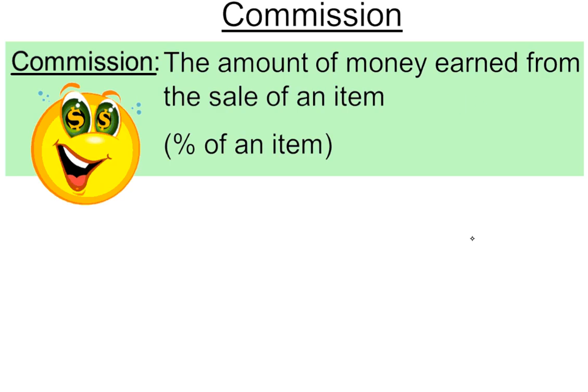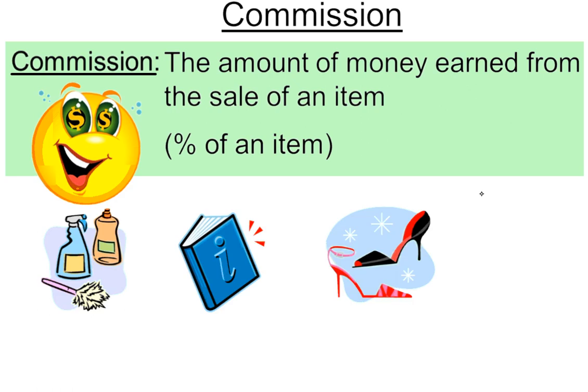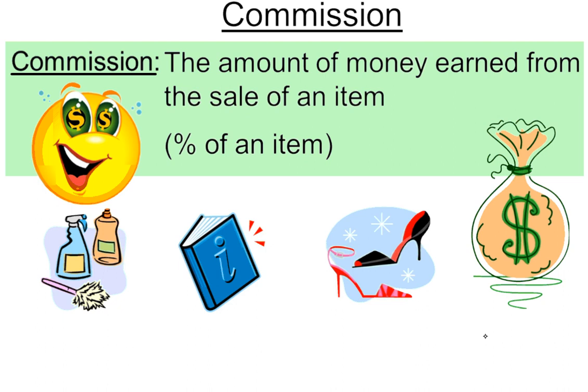A lot of people don't know what commission is. Well, commission happens to be the amount of money earned from the sale of an item. So when someone sells something, they make money, like a car, or maybe selling products door to door, or even shoe salesmen. They make a percentage of the item because at the end of the day, they are trying to earn money for themselves. So it's like a car salesman.